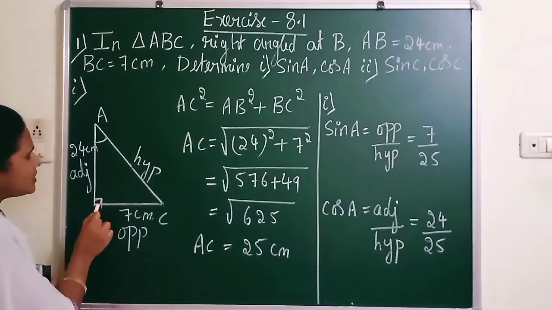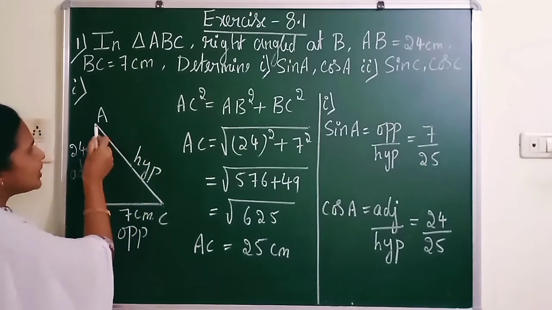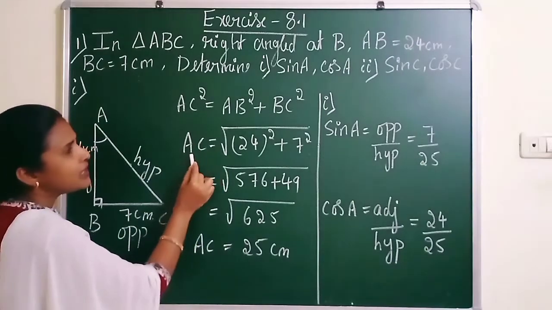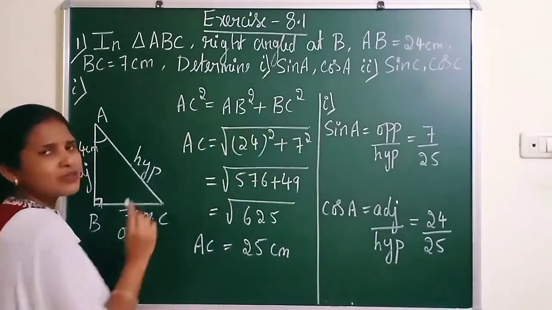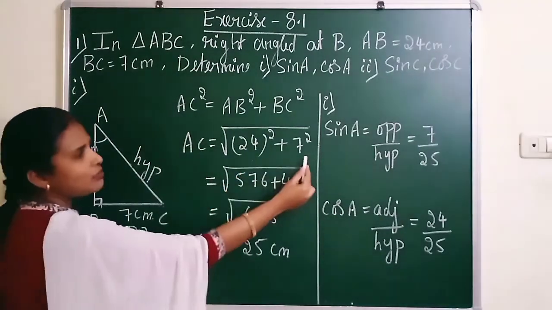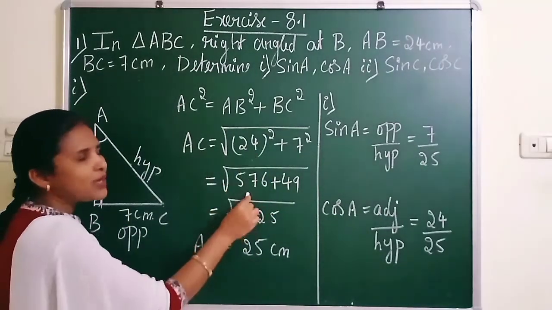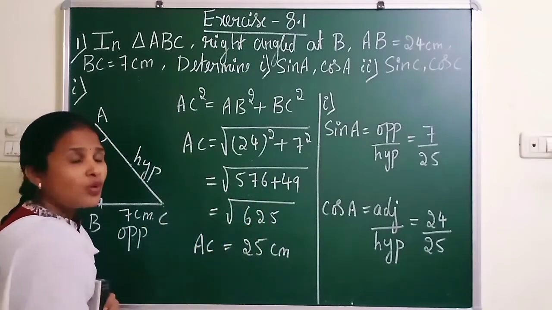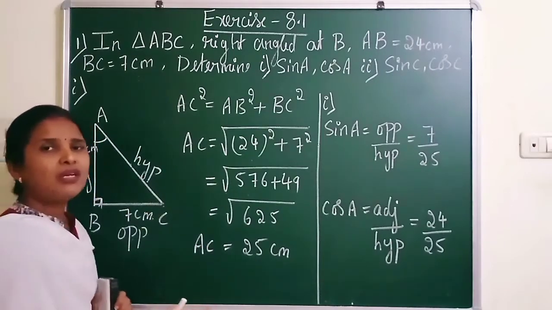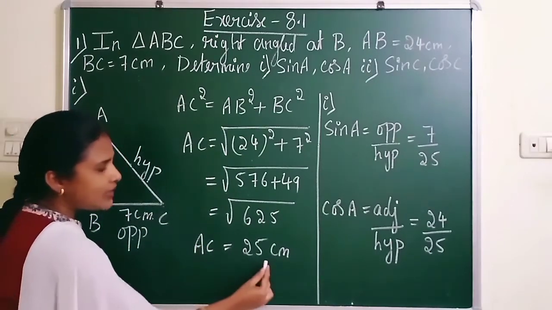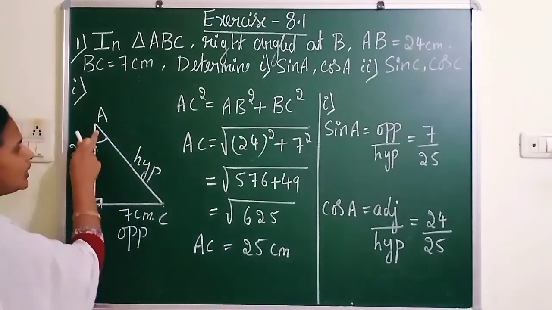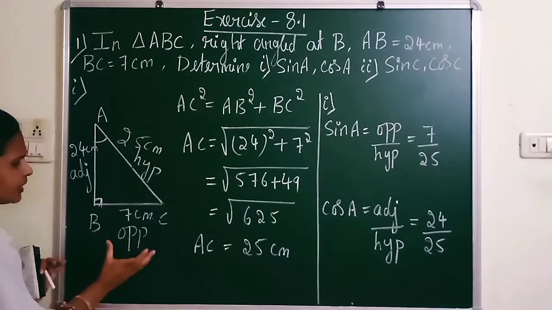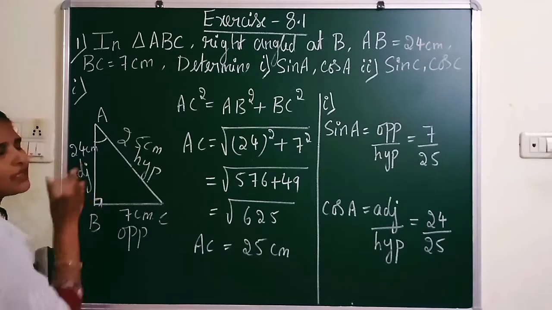Now because this is 90 degrees and this is the hypotenuse, AC square equal to AB square plus BC square. So AC can be written as square root of AB square plus BC square. What is AB here? 24 square plus 7 square. And 24 square is what? 576, plus 7 square is 49. Add it, 625. So what is the square root of 625? 625 can be written as 25 square. So I got AC as 25 centimeter. Now the hypotenuse AC is 25 centimeter. Now we got all the 3: BC is 7, AB is 24 and AC is 25.